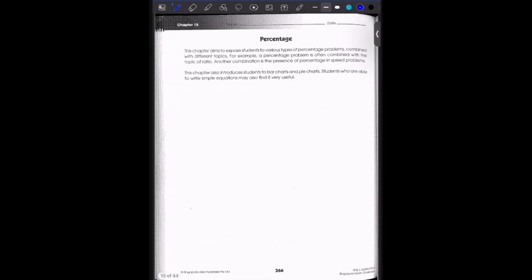And now we're going to quickly go over percentage. In percentage, we're going to expose you guys to various types of percentage problems combined with multiple topics, some that we covered in the previous videos. For example, a percentage problem can be combined with the topic of ratio or speed problems. We're also going to learn about different ways to represent percentages using charts such as bar charts and pie charts.